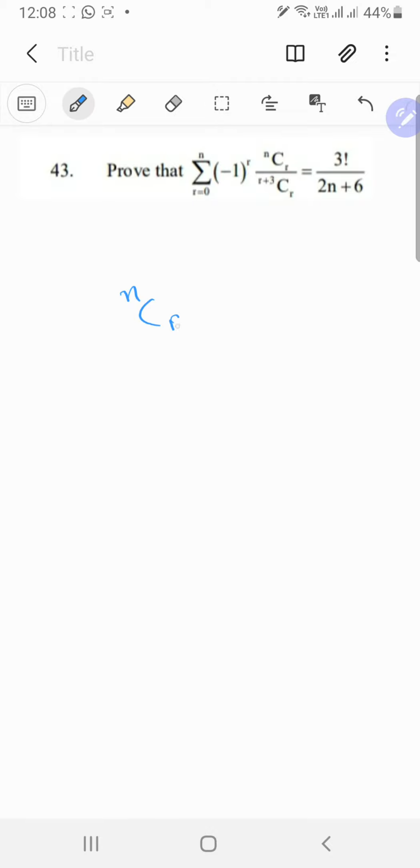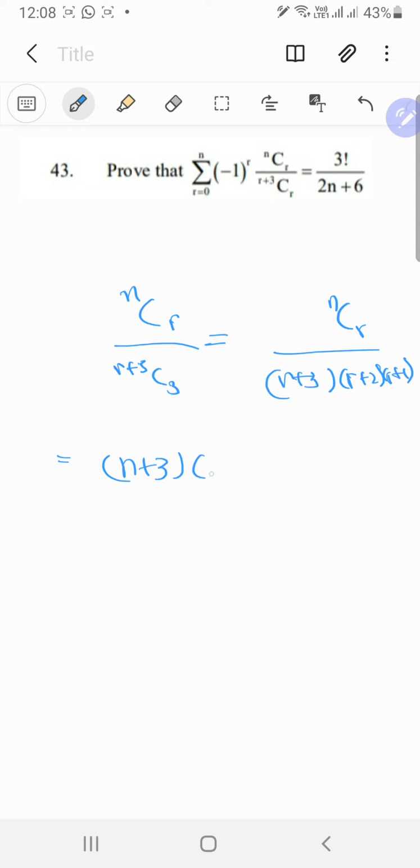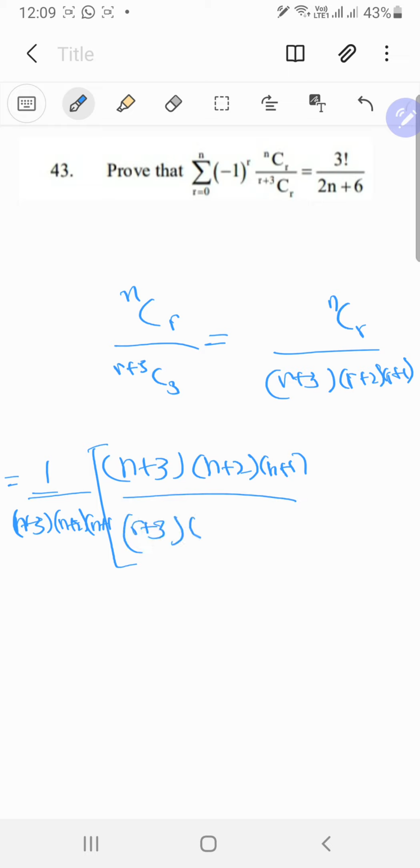It's like nCr upon r+3C3, right? So that's supposed to be equal to nCr upon r+3 into r+2 into r+1. And maybe I can write it in a different manner. I should actually first of all divide this by that thing. So equal to 1 upon n+3 into n+2 into n+1, into n+3 into n+2 into n+1 upon r+3 into r+2 into r+1.